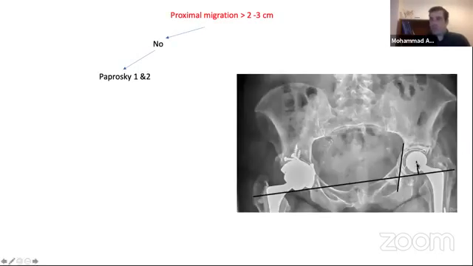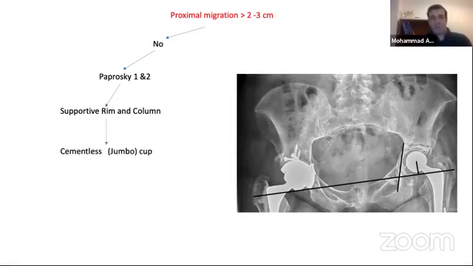However, it's a bit confusing putting all 4 radiological markers together, so you have to put them together through a mind map. So we'll start off by looking at the proximal migration, whether it is more or less than 2 to 3 centimeters. If it is less than 2 to 3 centimeters, then this is a Paprosky 1 and 2. And you can see here that the vertical distance, a perpendicular distance, is less than 2 centimeters, which means that you've got a supportive rim and column, which means, according to Paprosky, you can go with a cementless or a jumbo cup.